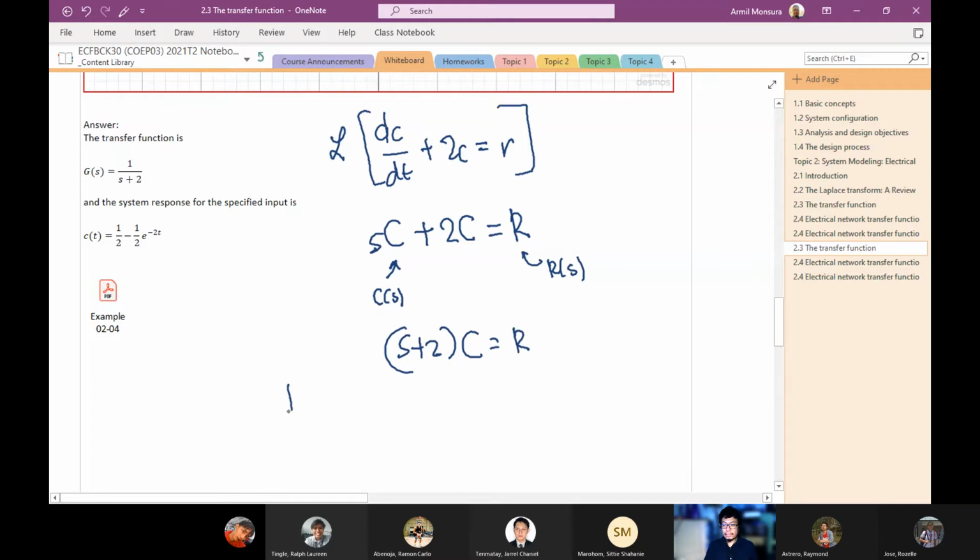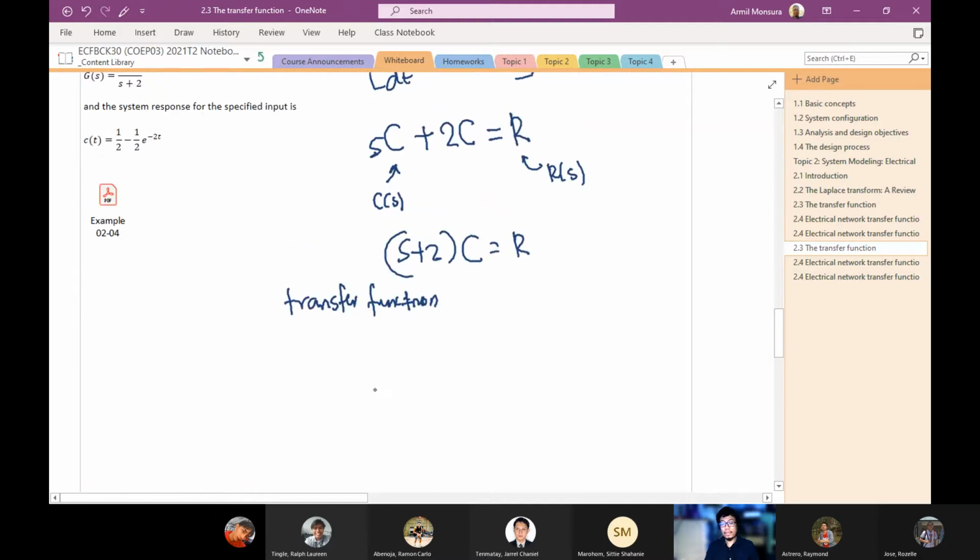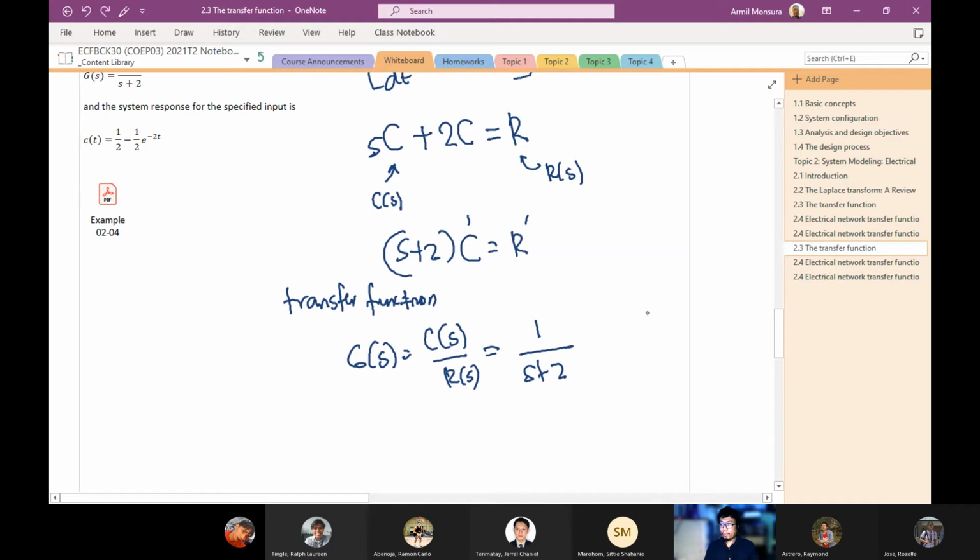And if you're looking for the transfer function, as we mentioned earlier, the transfer function is the ratio C(s) over R(s). So this is C over R. If we take this ratio from here, we will have 1 over (s + 2). That should give you the transfer function that the problem requires us to find. Is that clear?